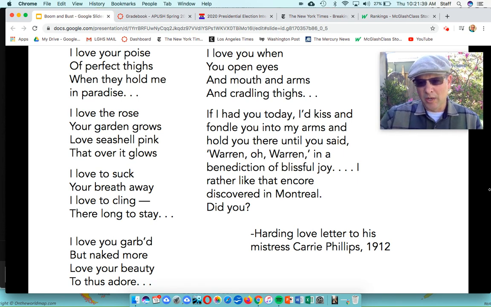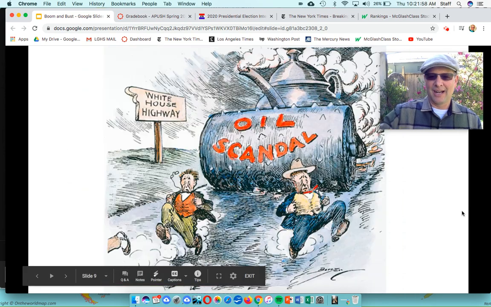But yes, Warren was not a faithful man. This woman, Carrie Phillips, he actually had a split with her a little bit later, because it turned out that she, during World War I, was a German sympathizer. And he, in fact, broke up with her because he said, I must do my duty to my country and not talk to you anymore. So anyway, moving on from Harding.